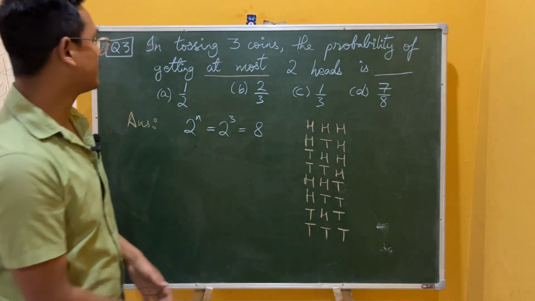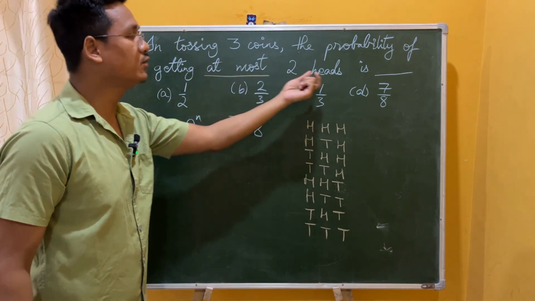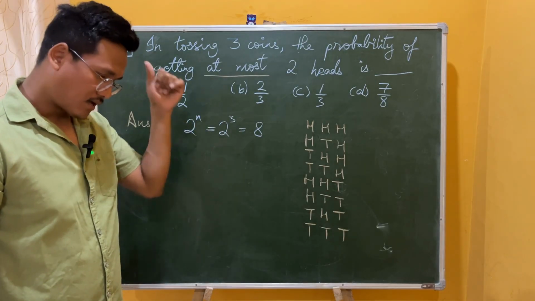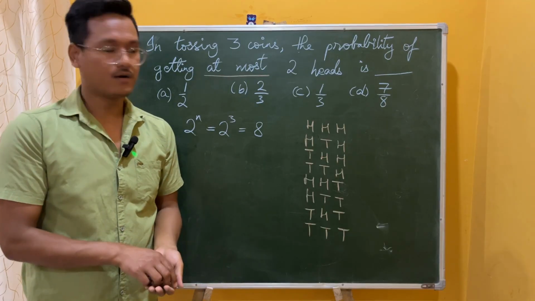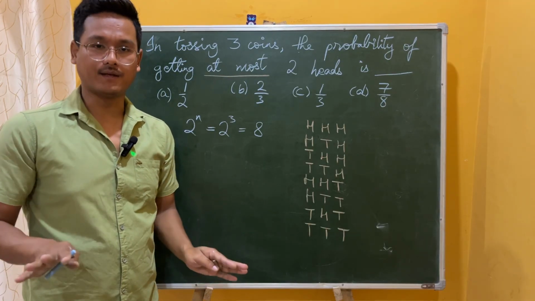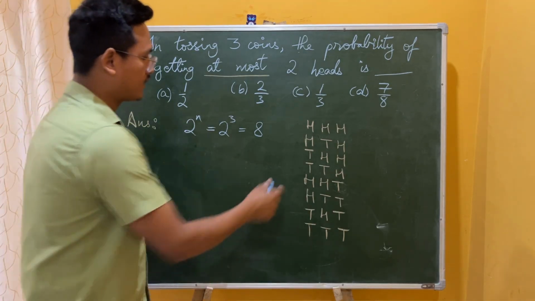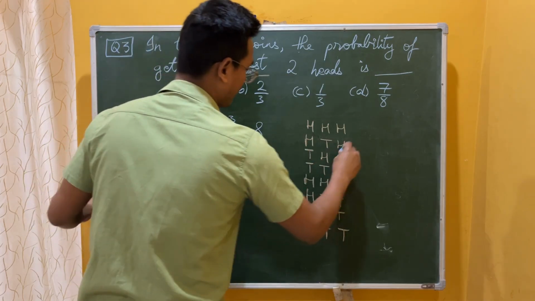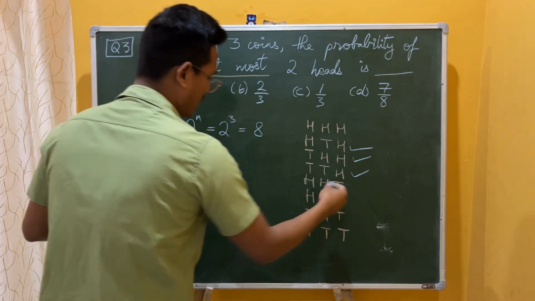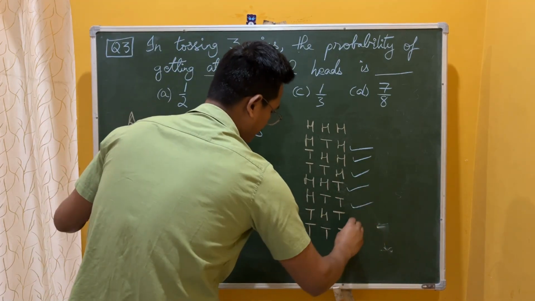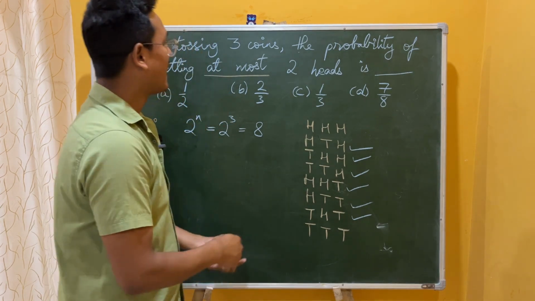Okay. So the question says, in tossing 3 coins, the probability of getting at most 2 heads. At most means at the max you must get 2 heads when you're tossing 3 coins, or even if there is no head, it's fine. But at the max it should be 2 heads. So 3 heads, no. Here we have 2 heads, 2 heads, 1 head, it's okay. 2 heads, 1, 1. Here there is no head, it's okay, because it says at the most.